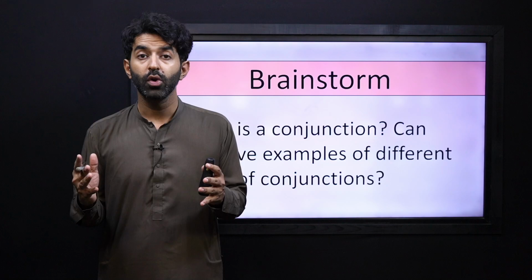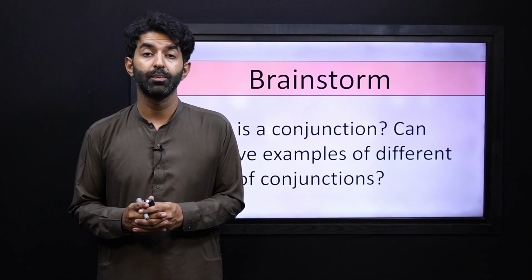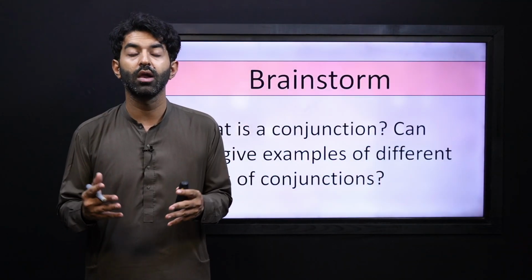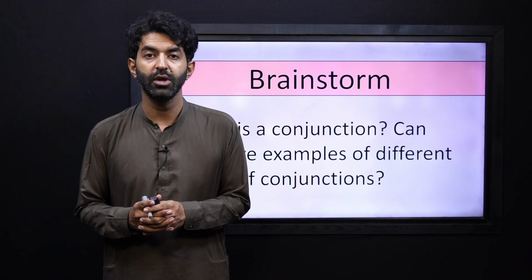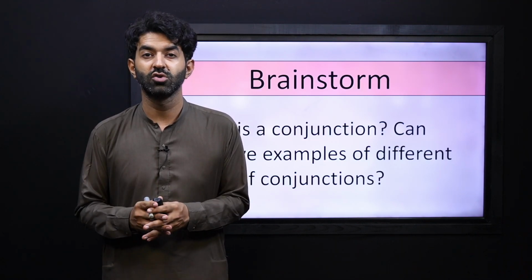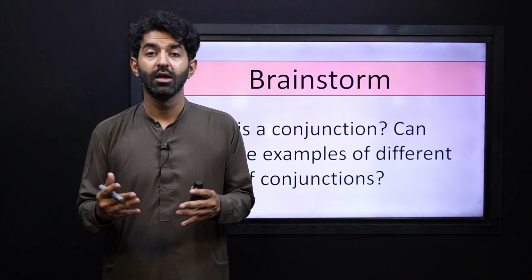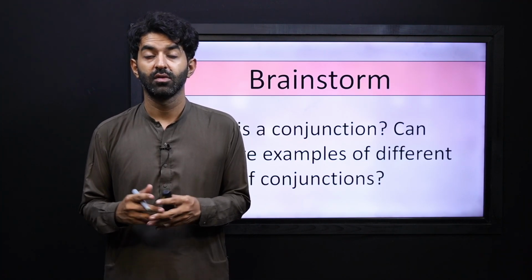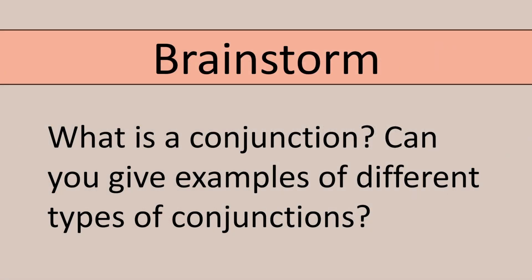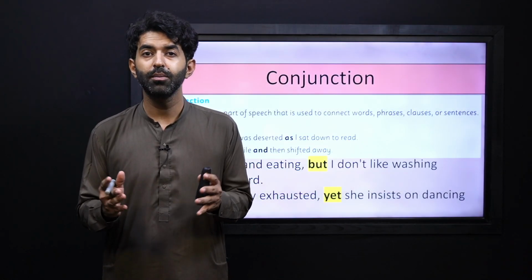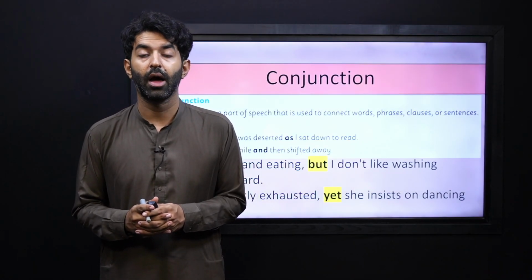Now let's quickly brainstorm before we begin and move on to our main lesson. Now, what is a conjunction, and can you give examples of different types of conjunctions? Think about it, recall all the parts of speech and see if you know about conjunctions, and if you do, then try to give its definition, define it through your speech or writing, and then we can move on. Good. All right. I hope that you have a little bit of an idea about conjunctions.